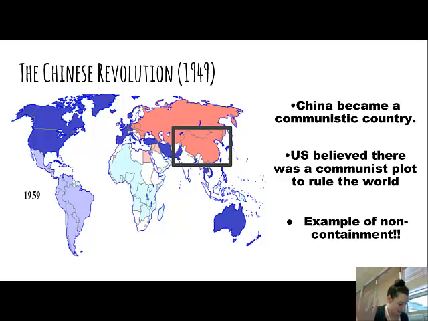Okay, so in 1949, the country of China has a revolution as well, and they become communists. And this freaks out the United States. This really intensifies the U.S. fear that the Soviet Union is trying to spread communism. So this is an example of non-containment. The U.S. was not able to contain communism in the Soviet Union. It spread to China.